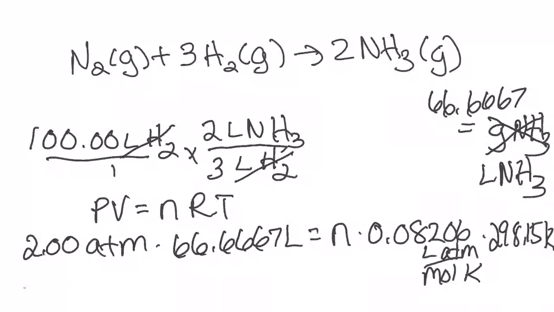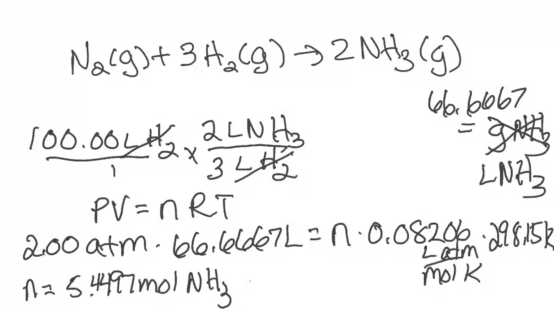So now I solve for N. If you do the math, 2 times 66.6667 liters divided by 0.08206 divided by 298.15 will give me 5.4497 moles. And notice I'm not rounding yet because I want to round at the end. But once again, I'm still not at grams. And I have to be careful. What am I at? I'm at moles of ammonia.